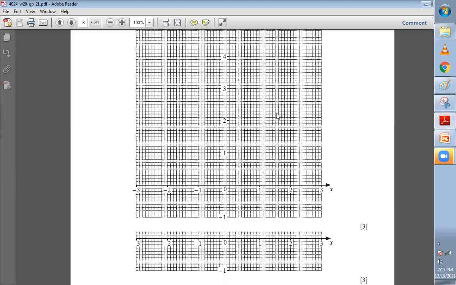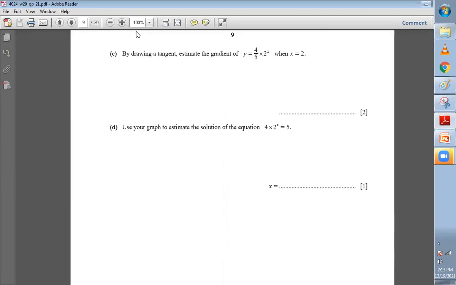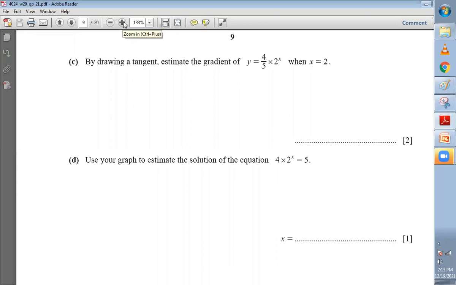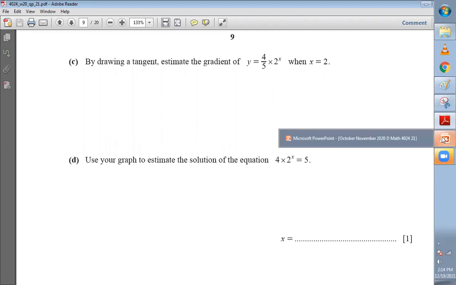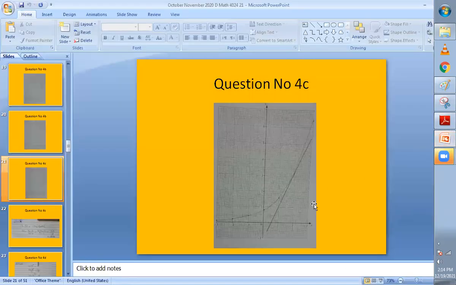Once you have drawn that, now we have the next part. He says, by drawing a tangent, estimate the gradient of y equals 4 by 5, 2 raised to power x, when x equals 2. So we have that curve, and we have to draw a tangent at the point x equals 2 on the graph. Then we have to find the gradient of that tangent. Okay, let me show you.